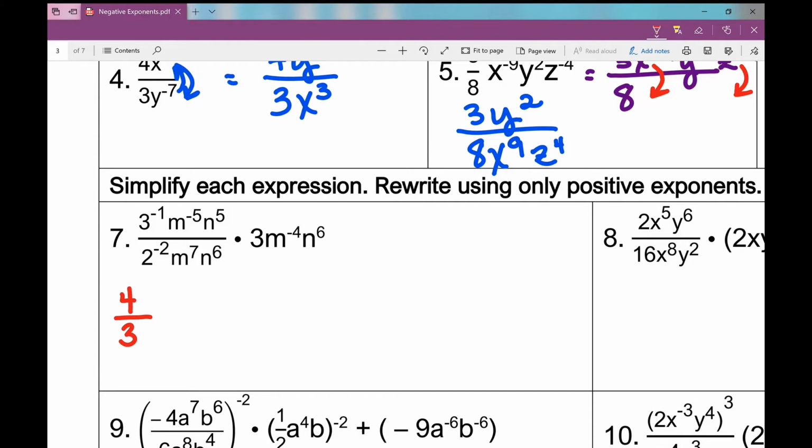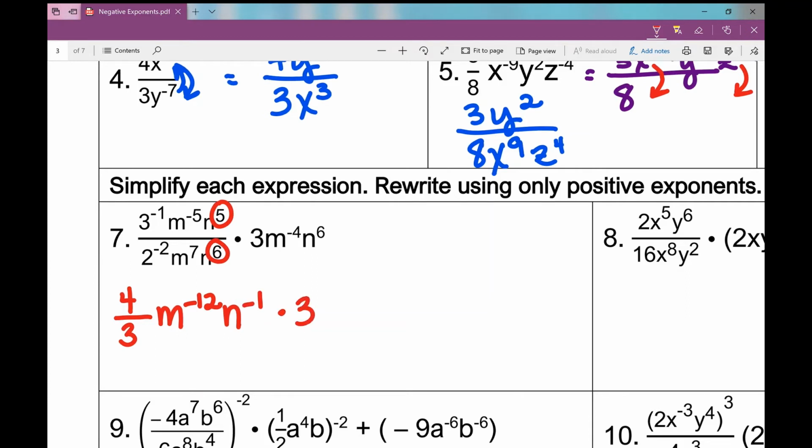Okay, so m to the power of, what do I do when I'm dividing and I have the same base? What can I do with my exponents? I can subtract them. What's negative 5 minus 7? It's negative 12. So m to the power of negative 12, n to the power of, what's 5 minus 6, right? Top one minus the bottom one. What's 5 minus 6? Negative 1.